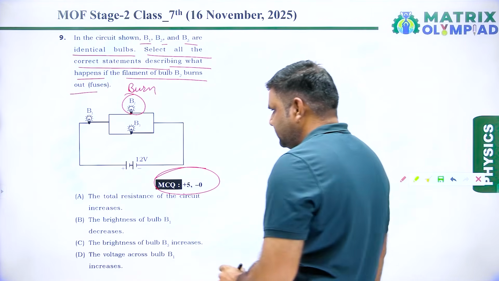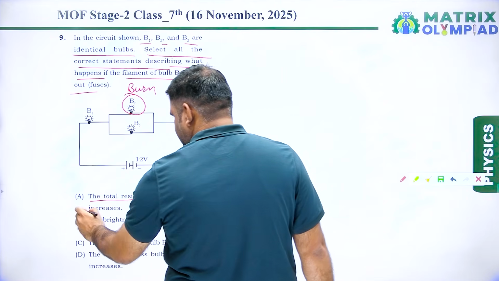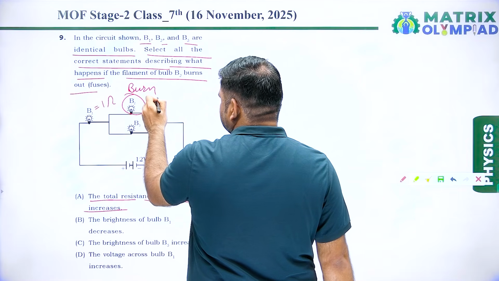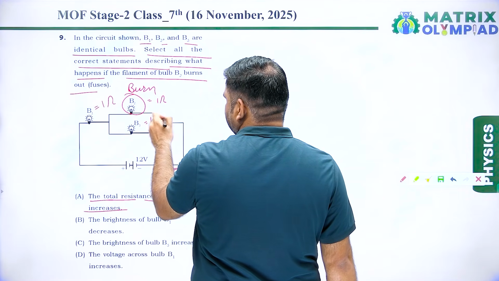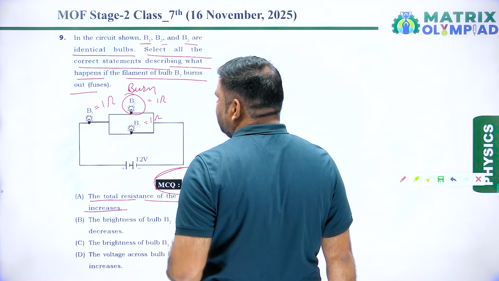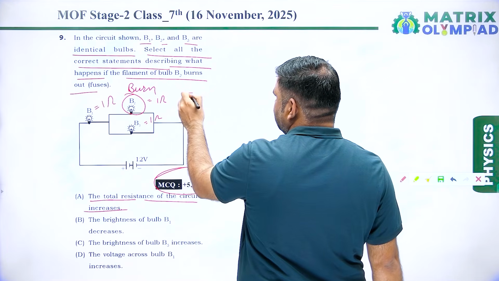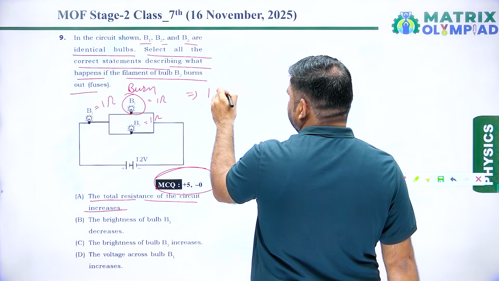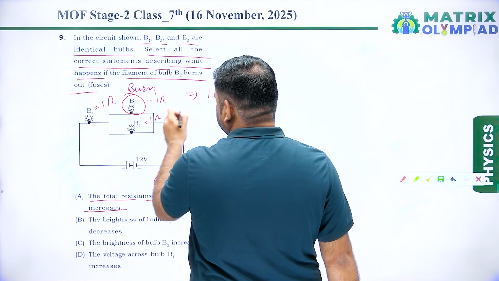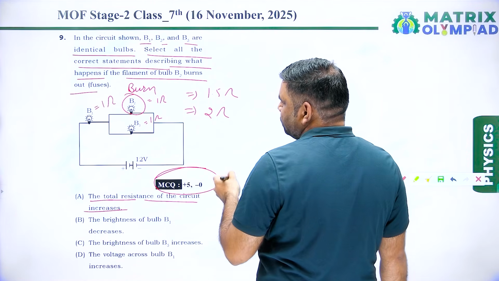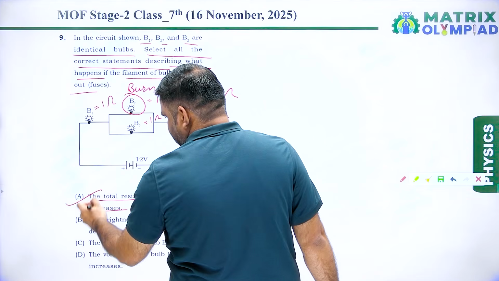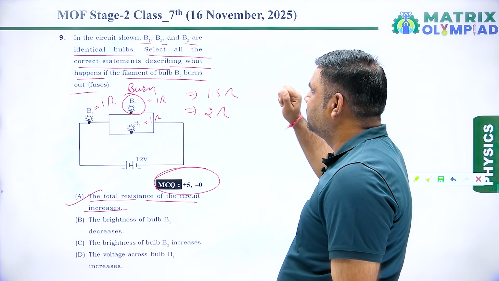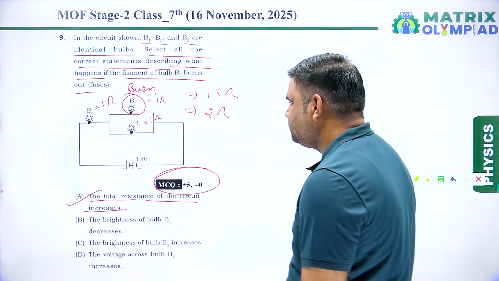Now statement first is, the total resistance of the circuit increases. Students, if they are identical, let's suppose the resistance of each bulb is 1 ohm. If B2 does not burn, then the total resistance is 1.5 ohm. If B2 is burned, the total resistance will be 2 ohm. So option A is true because the resistance of the circuit increases.